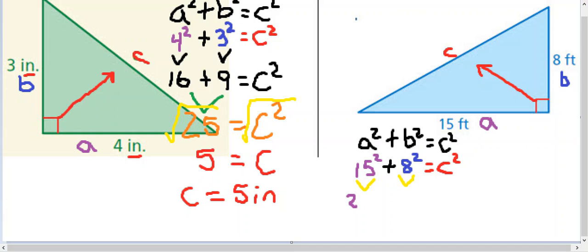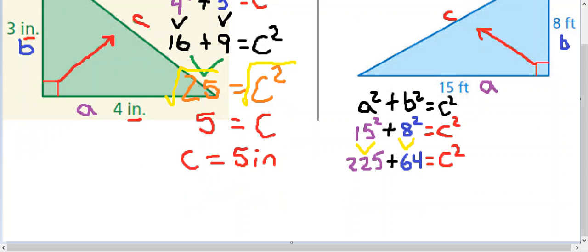So 15 squared is 225, 8 squared is 64, and then I could bring down my plus sign. I still don't know what c squared is, so I'm just going to bring down c squared. Alright, after I square, I know I can add these two together. So 225 plus 64 gives me 289. I still don't know what c squared is, so I just bring down c squared.